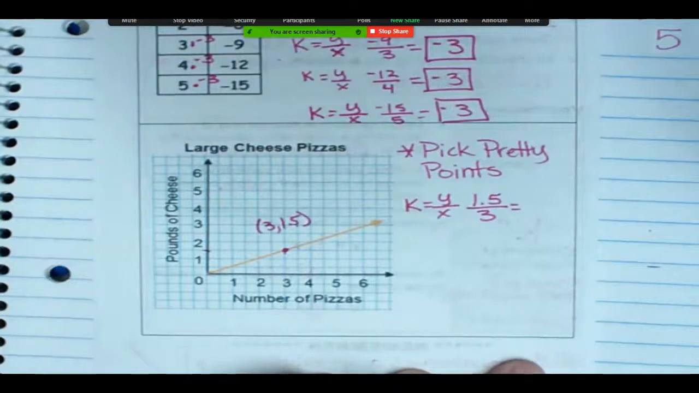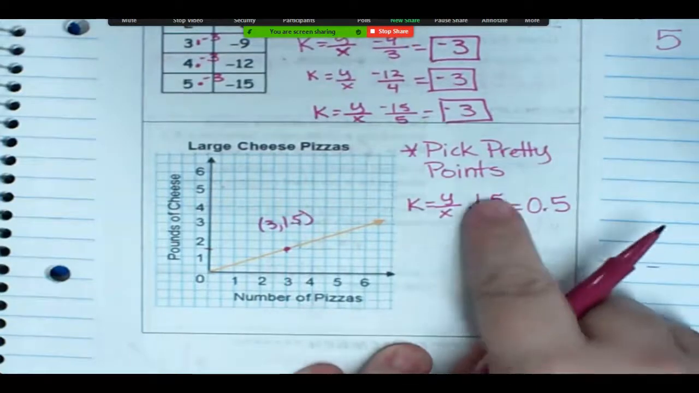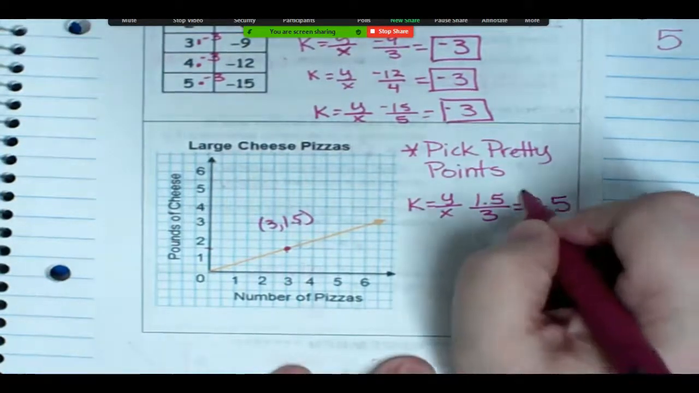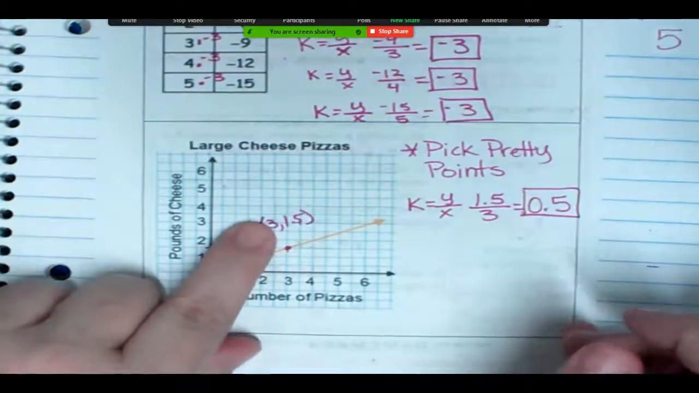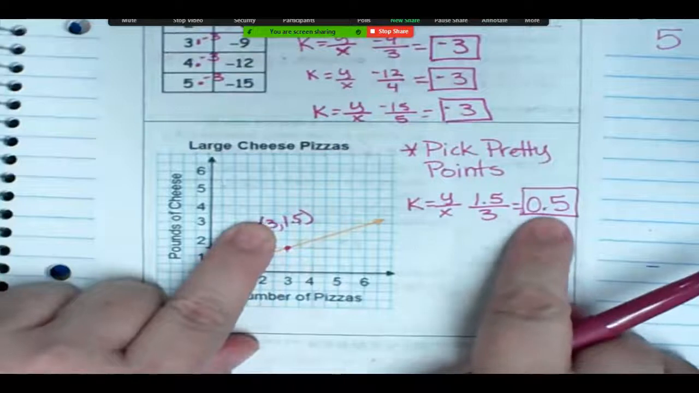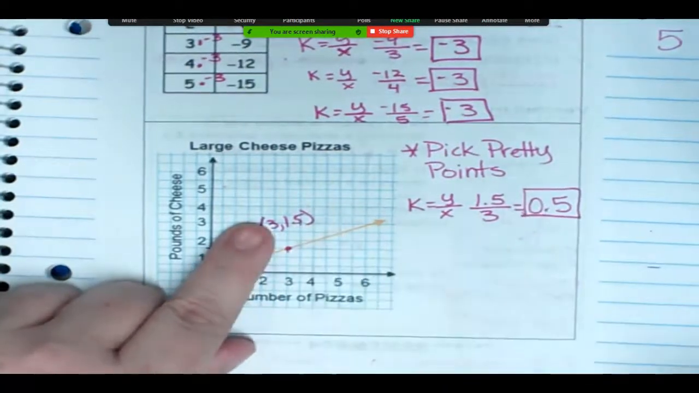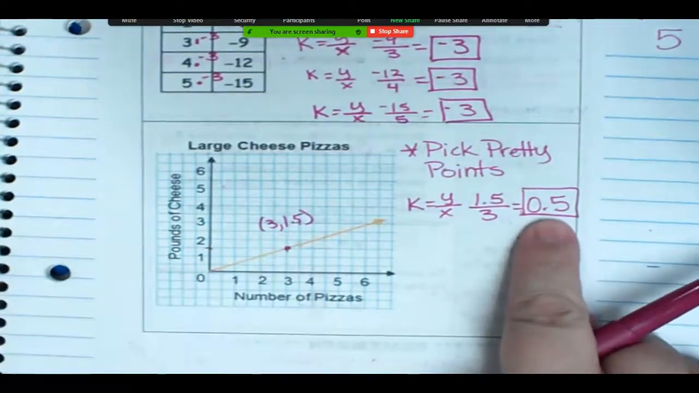Do you agree with his answer of 2? No? What did you get? 0.5. You did it backwards. You did 3 divided by 1.5. So that means my constant of proportionality, if I take my x value of 3 and multiply it by my constant of proportionality, I will get 1.5. 3 times 0.5 will give me 1.5.